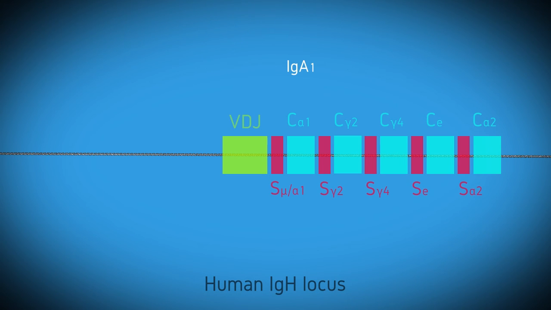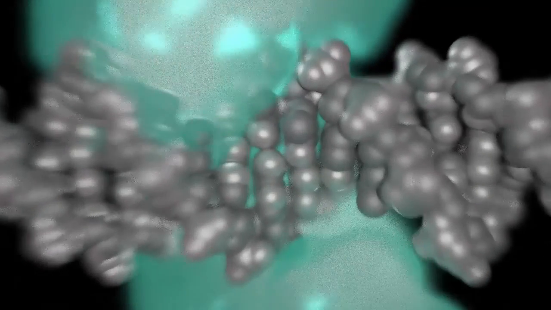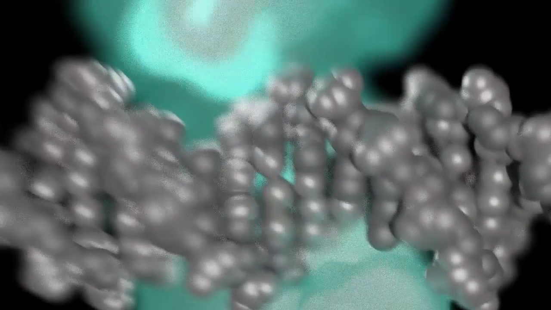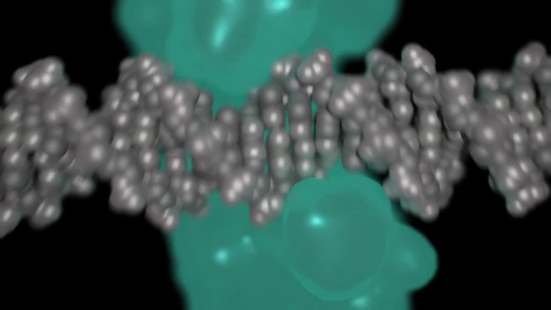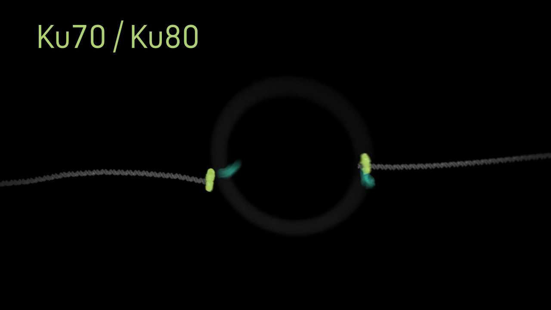How does this physically happen? It all begins with a protein called activation-induced cytidine deaminase, AID. AID binds to the switch regions and deaminates a C residue. This creates a mismatch that is processed into a double-strand break by other proteins. The DNA between the breaks is looped out and discarded.